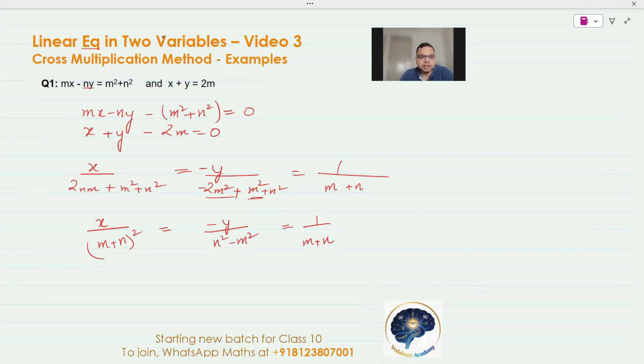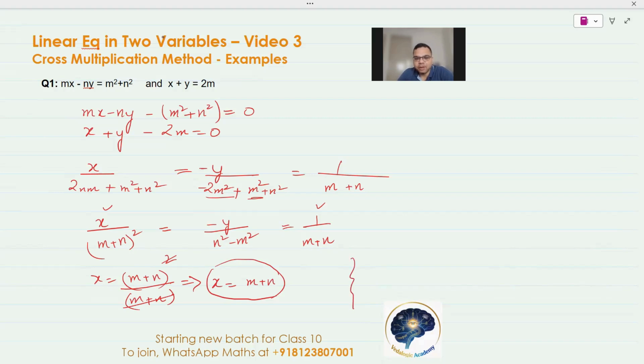m plus n. Now, if you see x, if I move this m plus n whole square to the top, and use this term and this term, it becomes m plus n whole square upon m plus n, right? So this is the same term that is written on the top. So I can remove one term and remove the denominator as well. So therefore, x is m plus n. Hope this is clear.